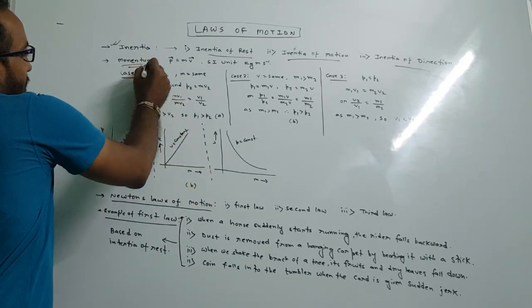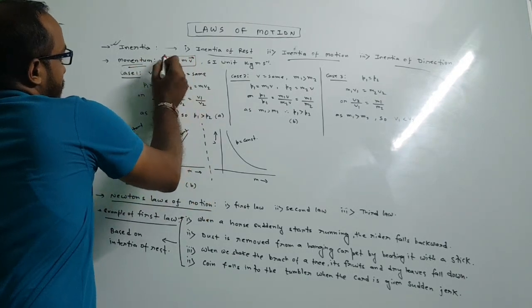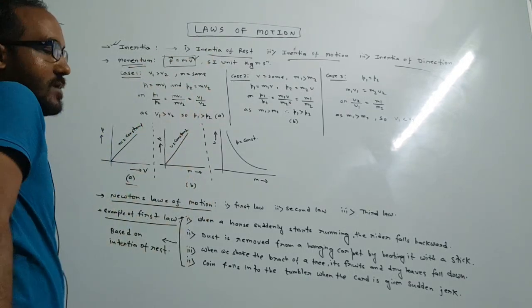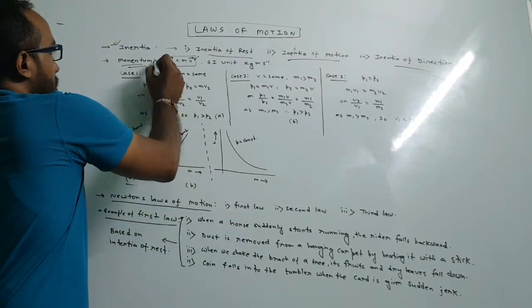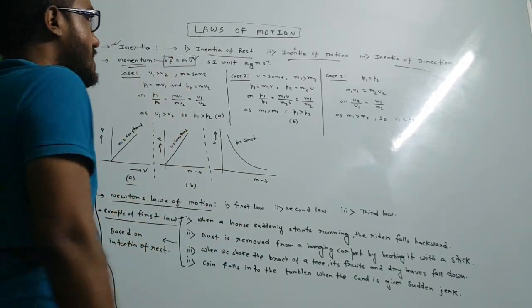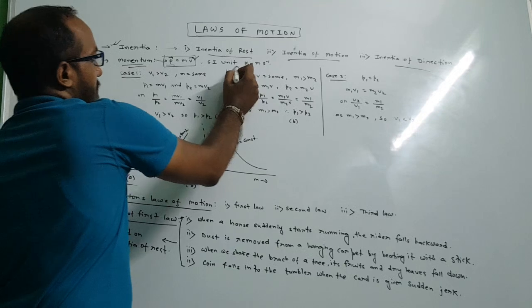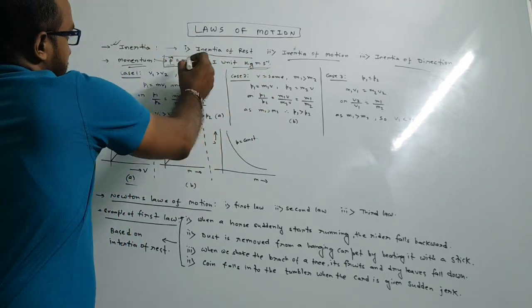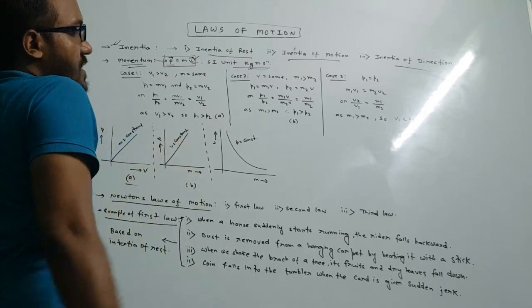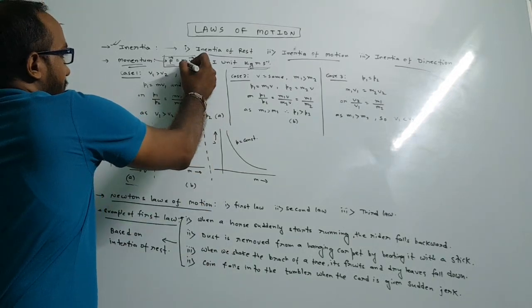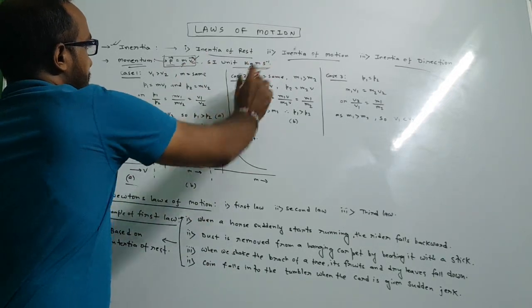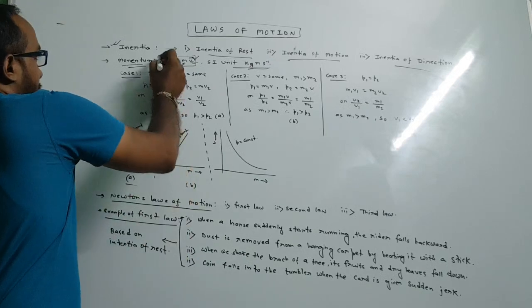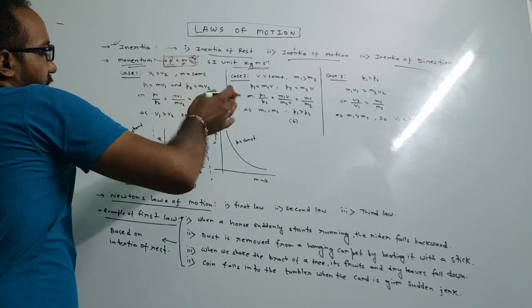Now momentum is simple, it's mass into velocity. As velocity is a vector quantity, momentum would be a vector quantity. It is represented by p vector. Now the SI unit is kg meter per second. See, the unit of velocity is meter per second, and mass is kg, so it would be kg meter per second. Now from the momentum we can draw 3 graphs.